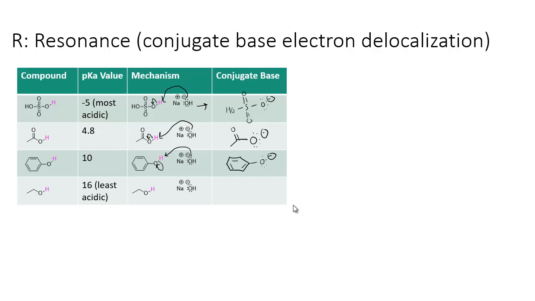And finally, for our ethanol, these electrons go to take that proton. Those electrons go to sit on the oxygen atom, and we now have oxygen with a negative charge on it as well. Notice the common trend in all of these cases. Oxygen has a negative charge on it. So resonance is all about electron delocalization. So where can these electrons go?